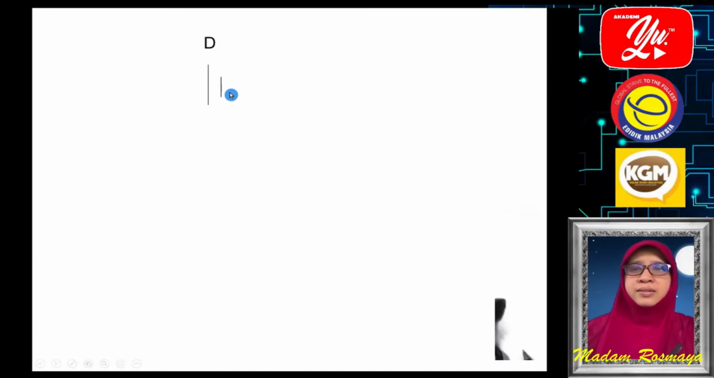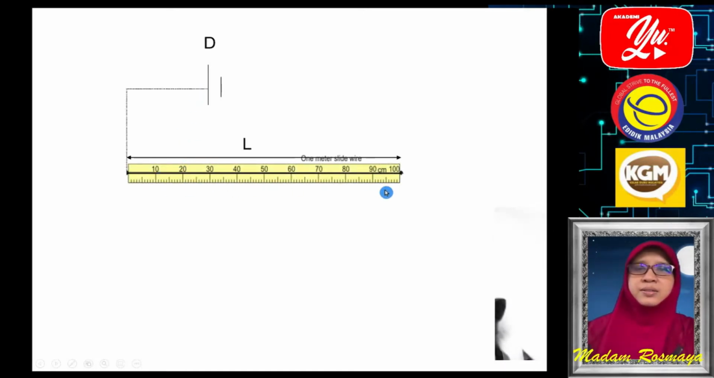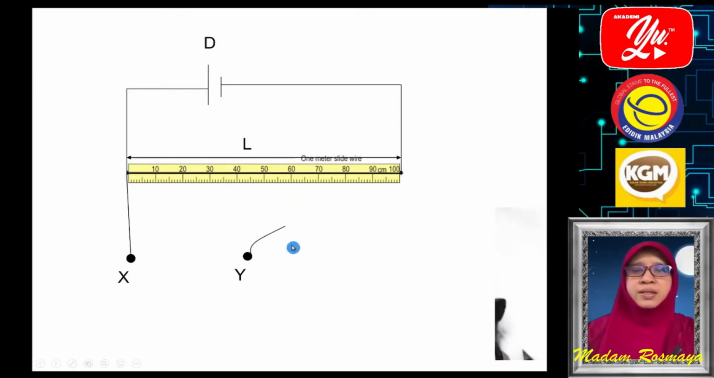So this is the cell D connected to a wire of length L, about the length of the ruler, 100 cm. And this is the complete circuit. The two points X and Y, where we are going to measure the potential difference, are connected to one end of the wire, and the other is connected to a center zero galvanometer and a slider. Let me call the slider S.